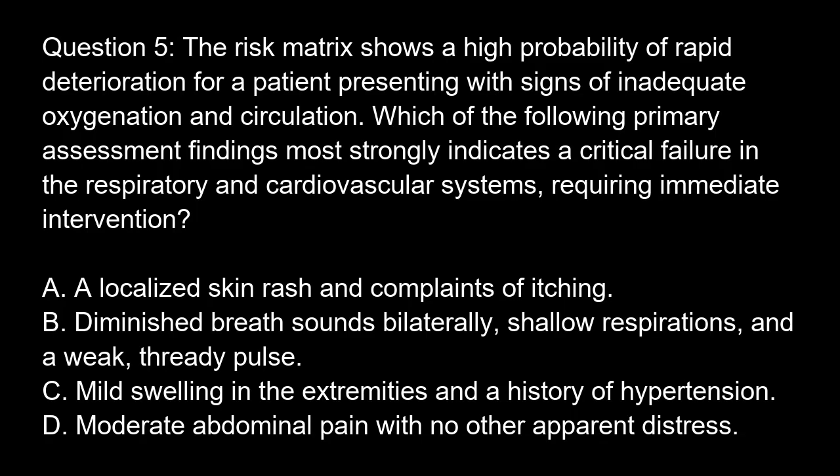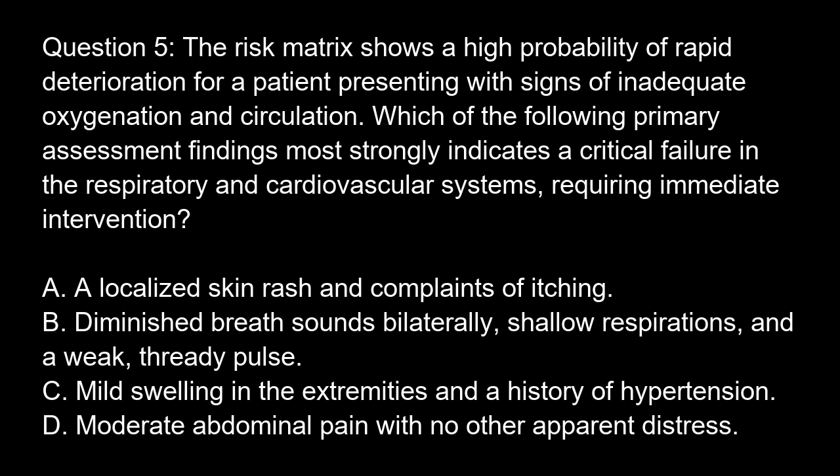Question 5. The risk matrix shows a high probability of rapid deterioration for a patient presenting with signs of inadequate oxygenation and circulation. Which of the following primary assessment findings most strongly indicates a critical failure in the respiratory and cardiovascular systems, requiring immediate intervention?